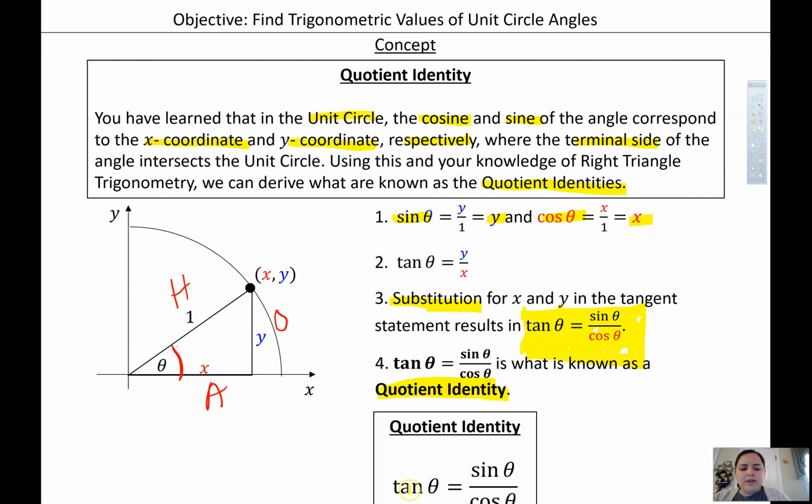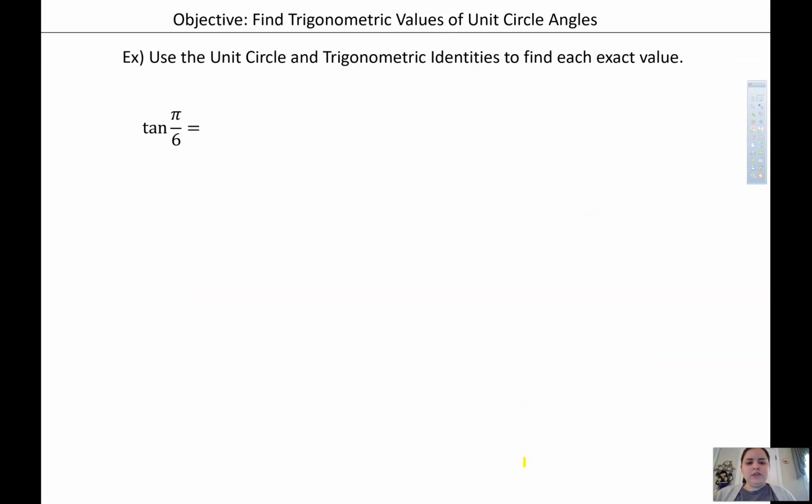I'm pretty sure you can't see the cosine very well over here, but this is what you guys need to remember. The quotient identity is tangent theta equals sine theta over cosine theta, okay? So let's look at some examples here. It says use the unit circle and trigonometric identities to find each exact value.